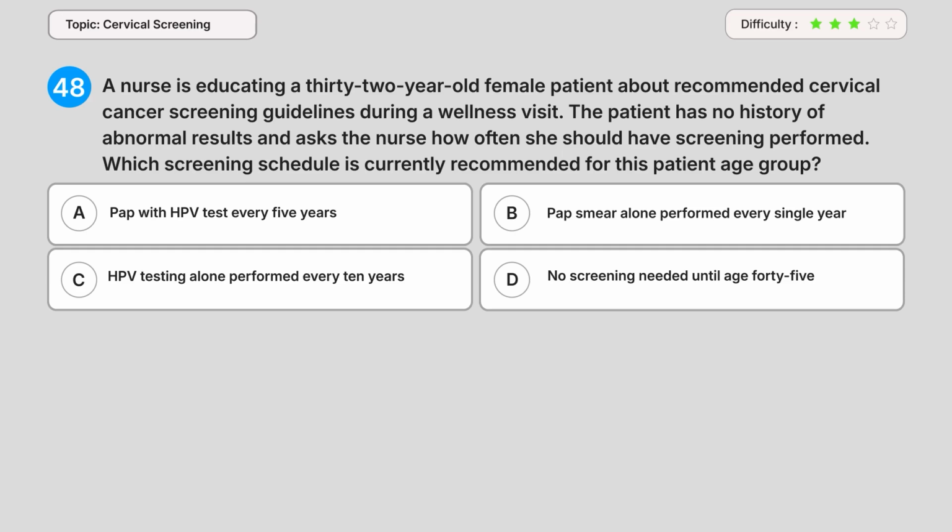A. Pap with HPV test every 5 years. B. Pap smear alone performed every single year. C. HPV testing alone performed every 10 years. D. No screening needed until age 45. Do you know the answer?